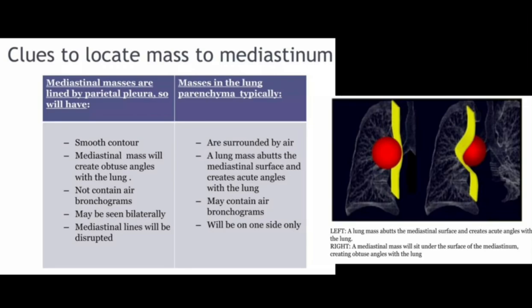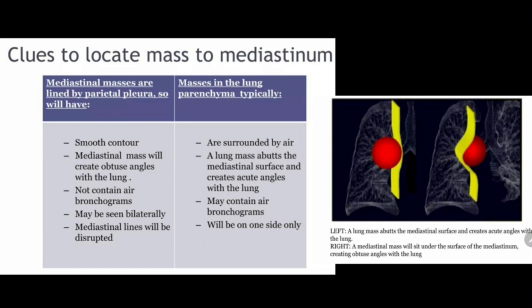So these are a few clues to locate the mass to the mediastinum. Mediastinal masses have a smooth contour. They will create an obtuse angle with the lung. They won't contain air bronchograms. They may be seen bilaterally, and the mediastinal lines will be disrupted. Whereas lung masses are surrounded by air, they abut the mediastinal surface and create an acute angle with the lung. They may contain air bronchograms, and they will be present on one side only.